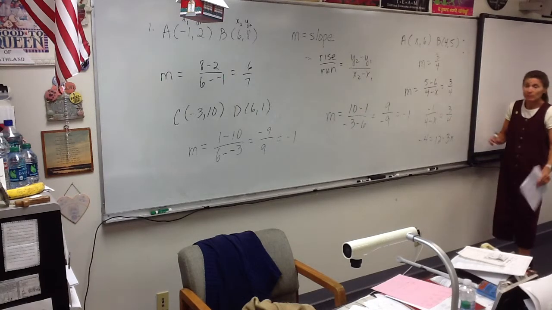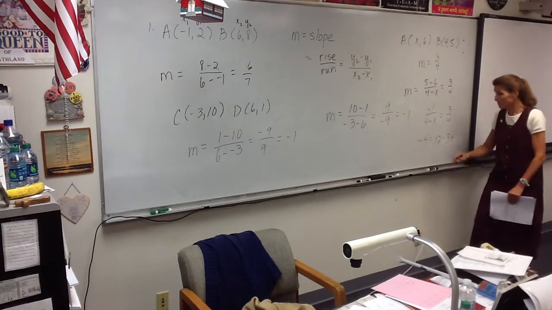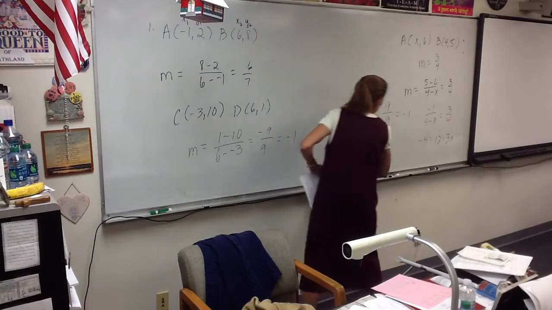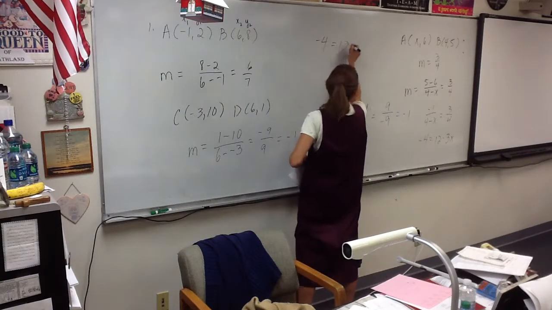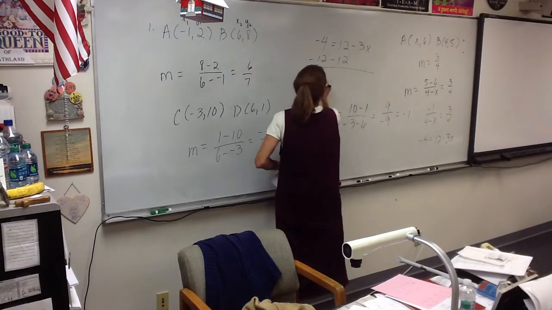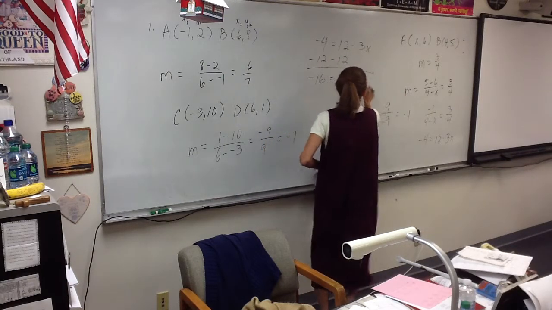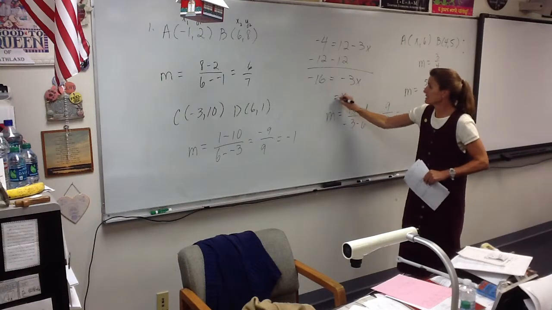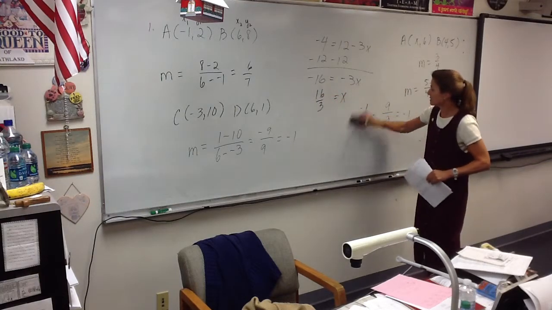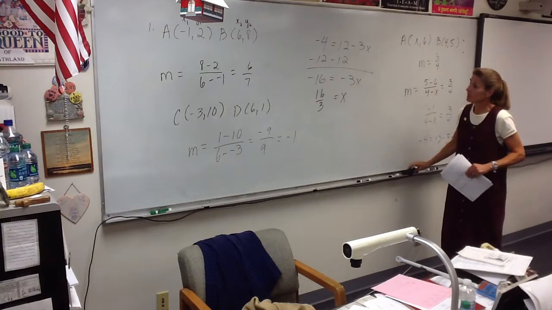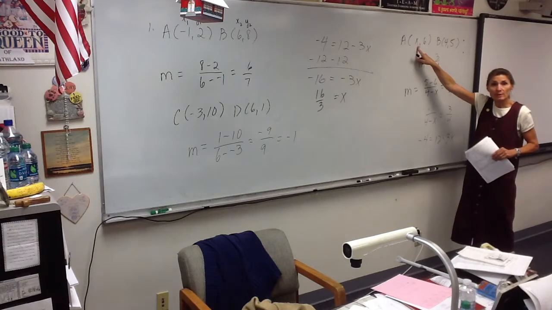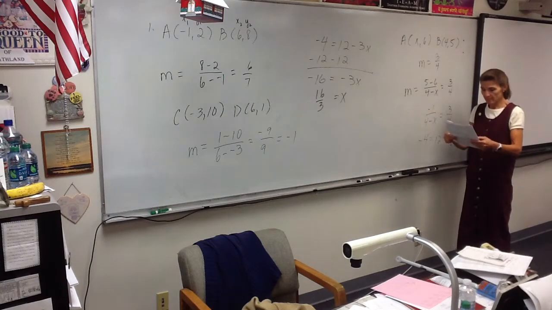Now we solve it like a regular equation. So I'll subtract 12 from both sides. I'm out of room, so I'll come up here. We'll subtract 12 from both sides. So I have negative 16 equals negative 3x, and x equals 16 thirds. The negatives do cancel out, so I end up with just 16 thirds. And that's your x coordinate. That was pretty easy, wasn't it?